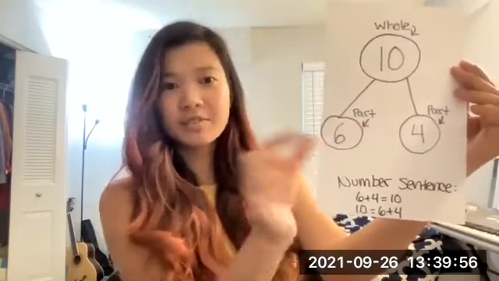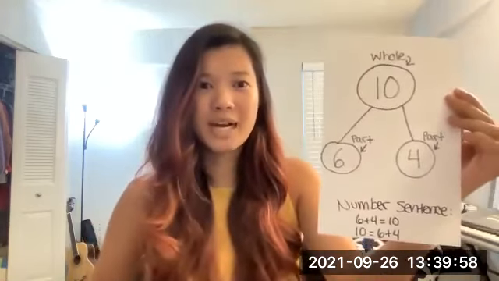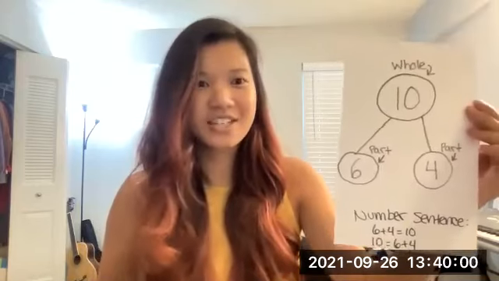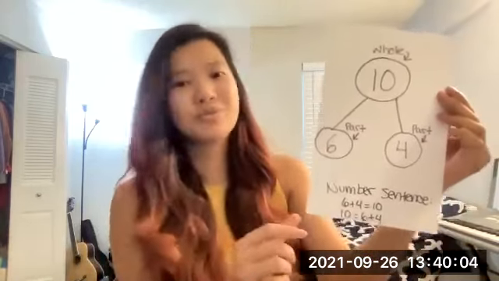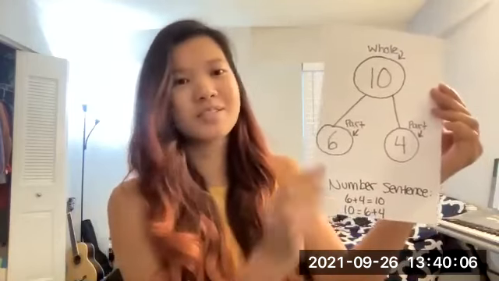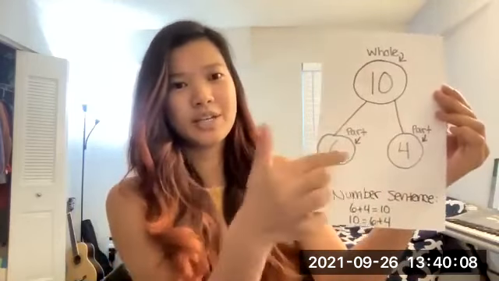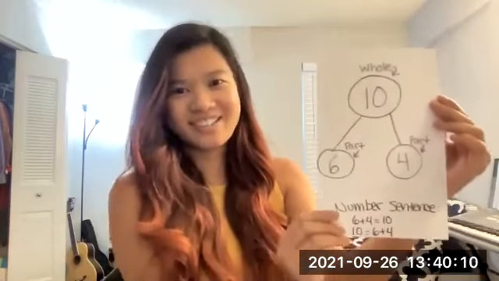And you can double check if your number bond is correct by using any of our addition strategies. You can count on, you can do a math drawing, you can use your fingers, 5 group drawings, any of those would work to double check your number bond if you're not sure if all the numbers are correct.